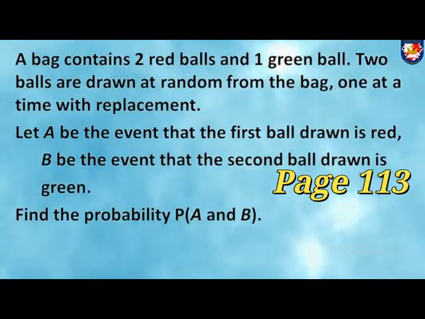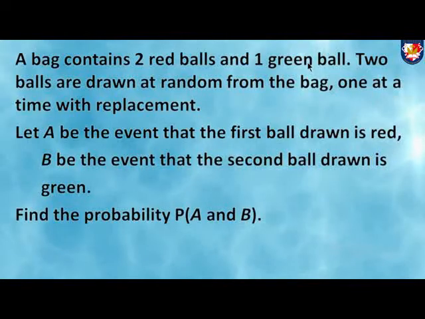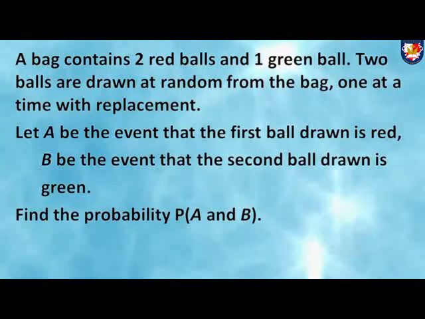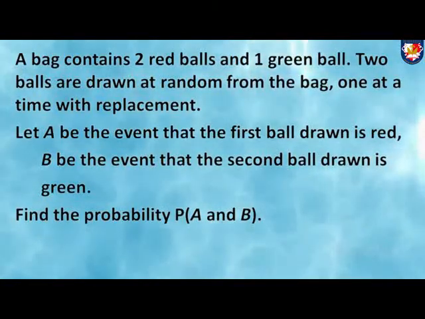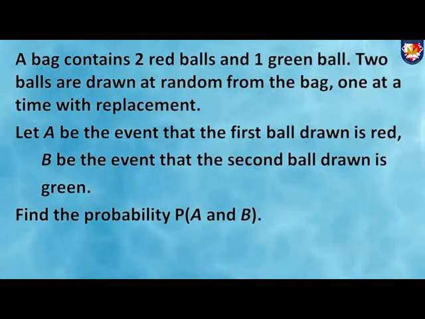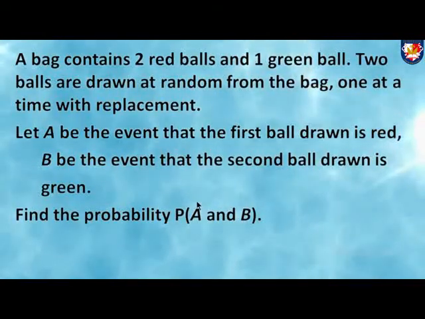Next example. A bag contains 2 red balls and 1 green ball. 2 balls are drawn at random from the bag, one at a time with replacement. Remember, with replacement. Let A be the event that the first ball drawn is red and B be the event that the second ball drawn is green. Find the probability of A and B.